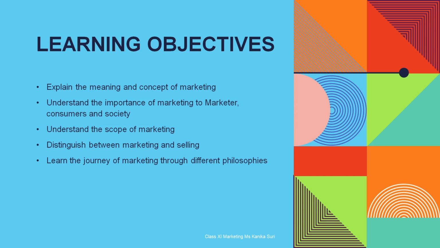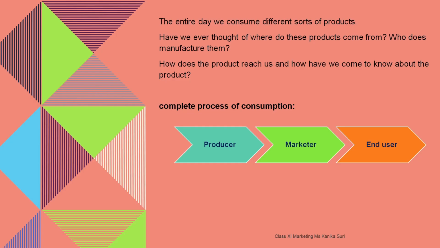Also, we will see the various philosophies of marketing. There are a lot of theories of marketing which have been suggested, like the selling concept, the product concept, the societal marketing concept, production concept. So one by one, we will be covering all these five concepts. So now let's start. Basically, every day, in the entire day, we consume a lot of different sorts of products.